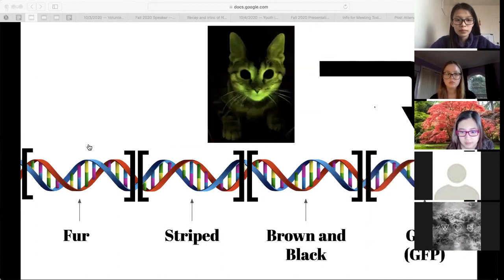You might be thinking, okay, so how is gene editing even useful? What if I don't want my cat to glow? And I would completely agree with you, because gene editing doesn't stop there.